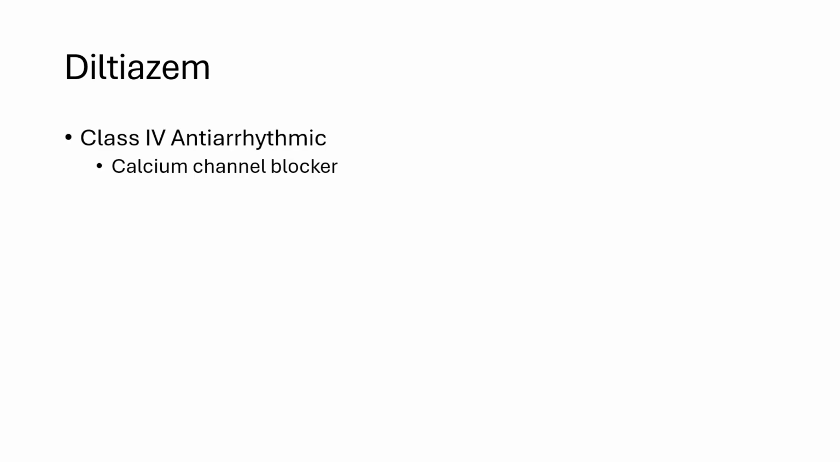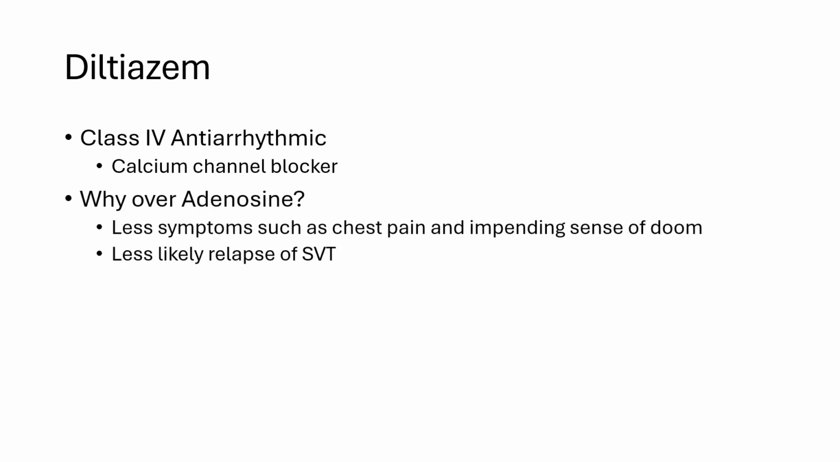With diltiazem, it's a class 4 antiarrhythmic, meaning it's a calcium channel blocker. So it's going to act at the calcium channel of the heart muscle to reset that AV node and give it time to pause. So why do we like it over adenosine? Adenosine is kind of like turning the heart off and on again. It's overall going to cause chest pain and a sense of impending doom, which we generally want to avoid. It's also less likely to relapse into SVT like adenosine is.